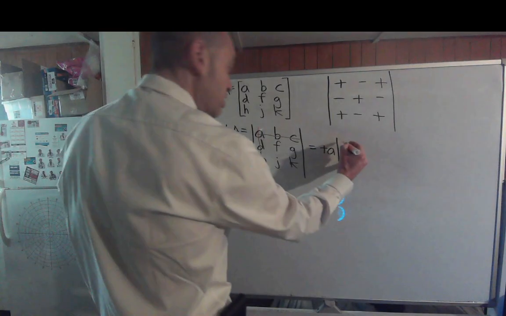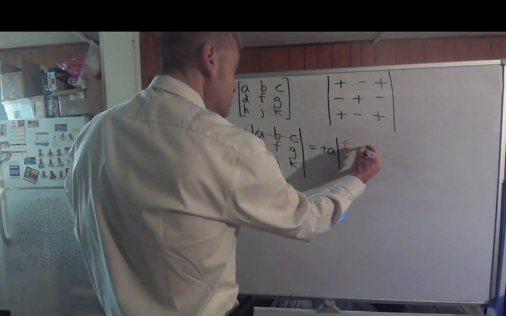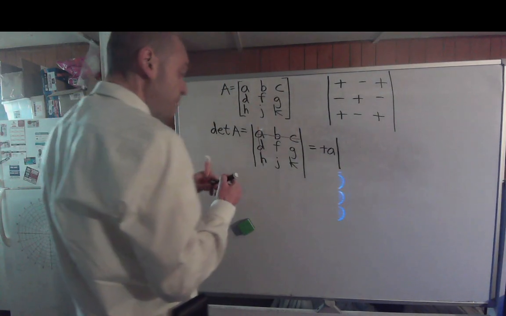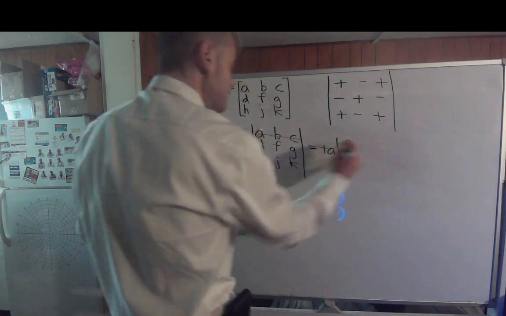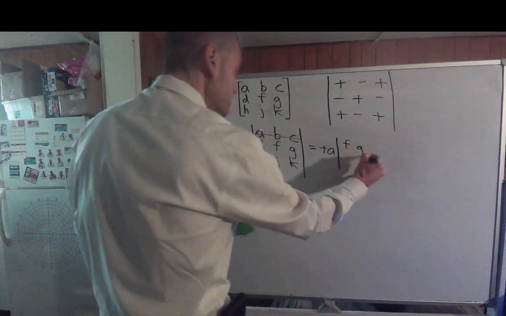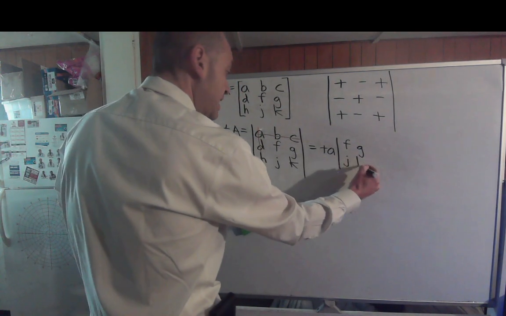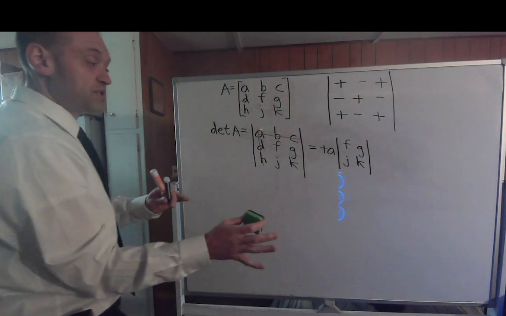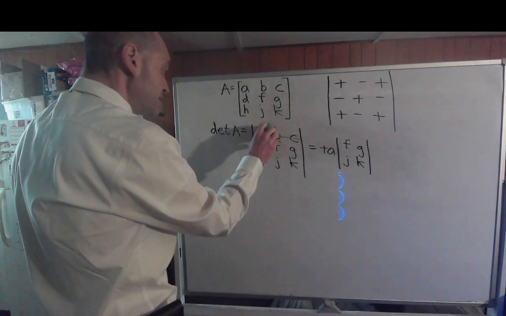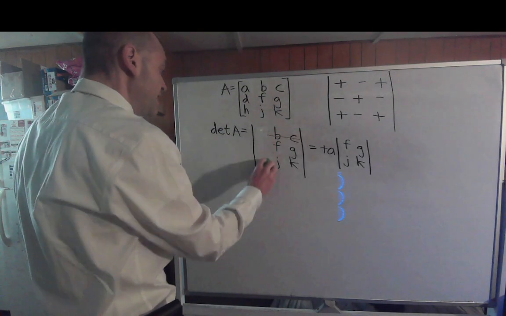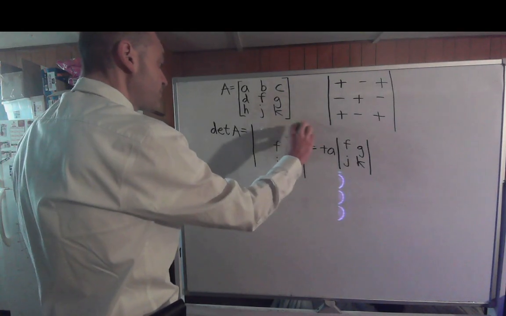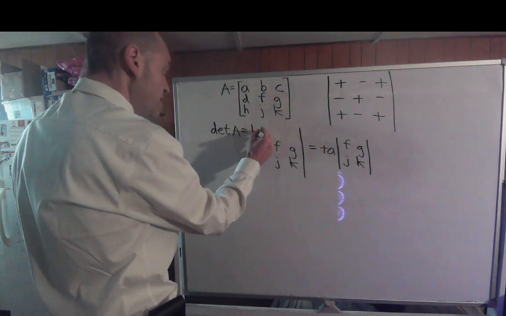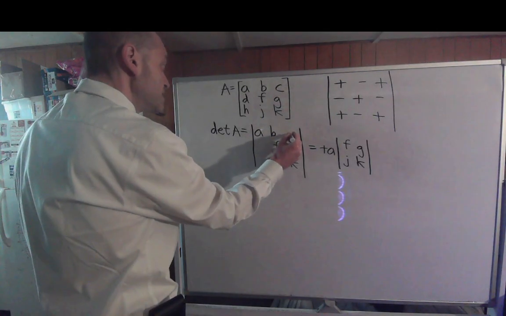So that would be the determinant of F, G. Let me write that in black. So it's the determinant of whatever's left over. So F, G, J, and K. All right, so we've just figured out the first part of it. I'm going to have to rebuild this a few times to show you, but we'll do this.